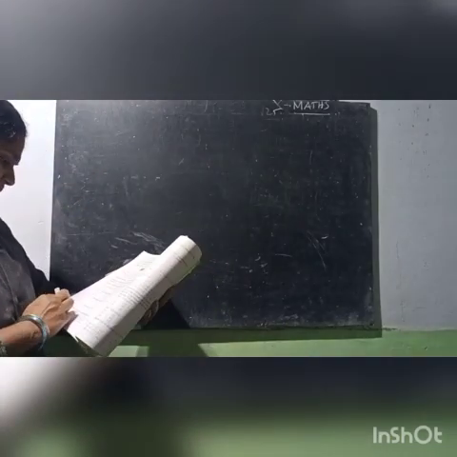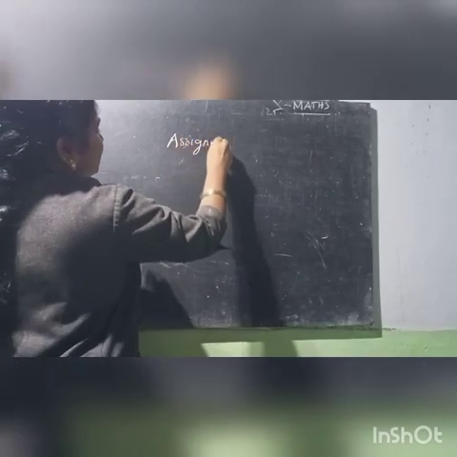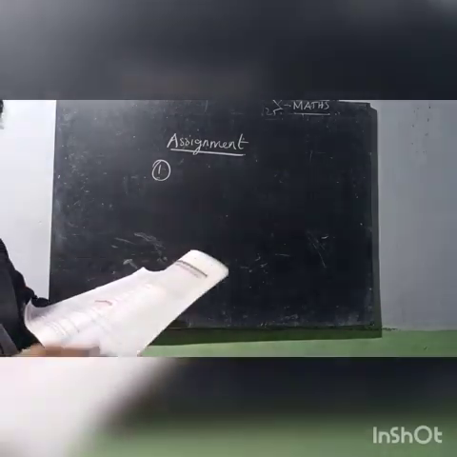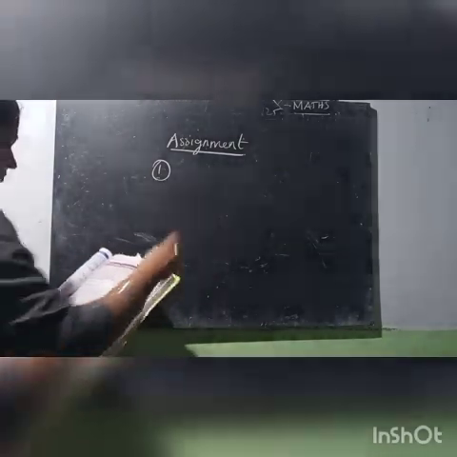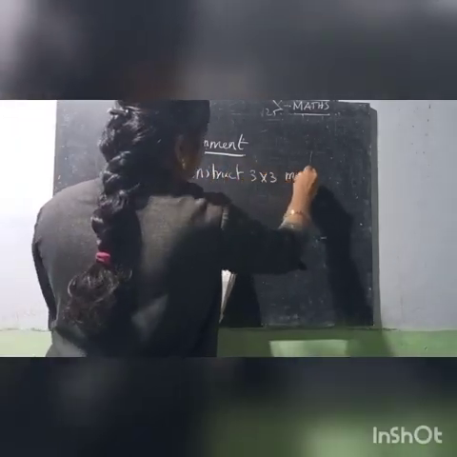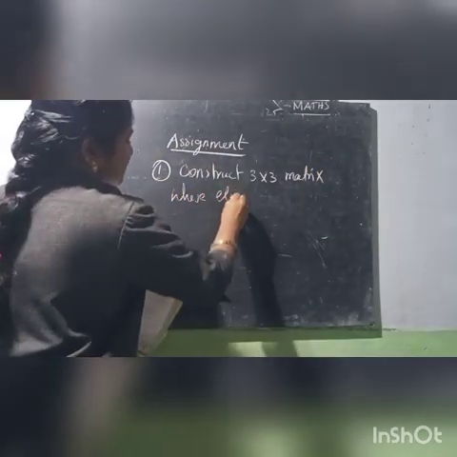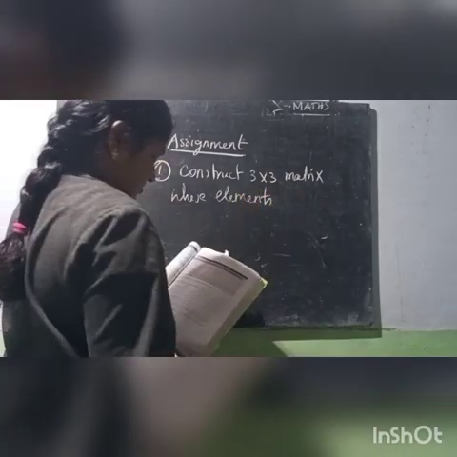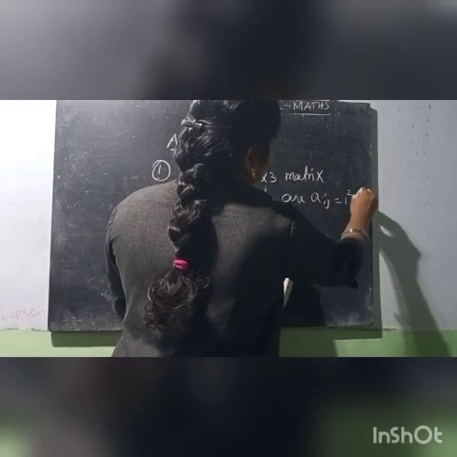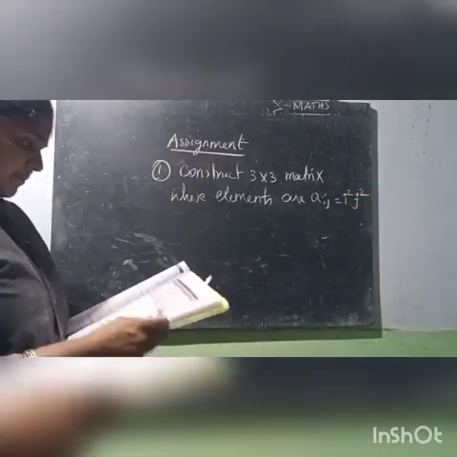Note down the assignment problems. First sum: construct a 3 cross 3 matrix whose elements are Aij equal to i square and j square.